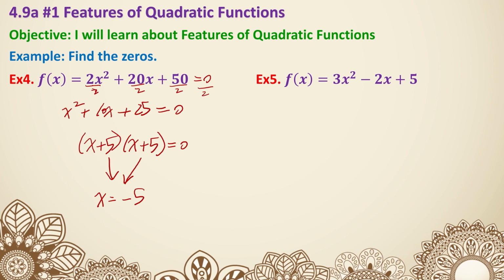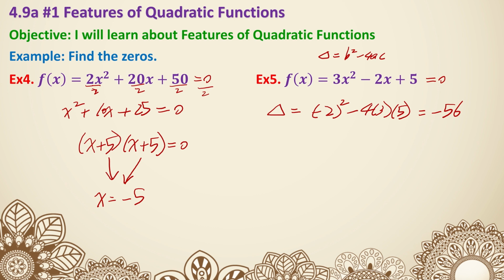For number 5, set it equal to 0. And just by quickly thinking 3 times 5 is 15, you can find two numbers that multiply to 15 and add up to negative 2. So that one you can't factor, which is why we have to use the quadratic formula. But before that, let's identify our discriminant. b squared minus 4ac. That's our discriminant. Negative 2 squared minus 4 times 3 times 5. That's going to give us negative 56.